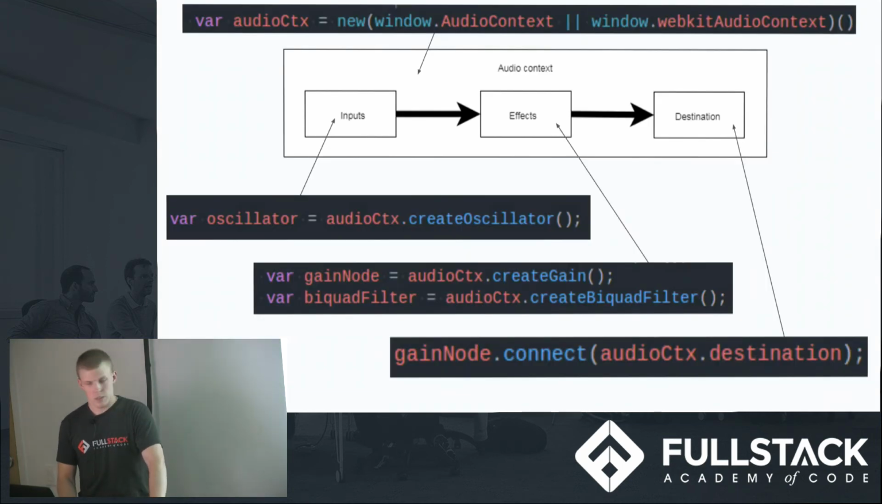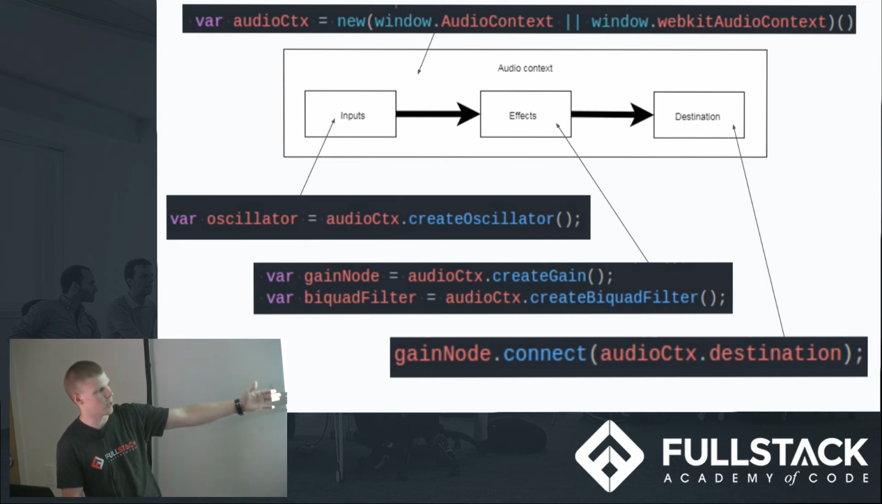In order to make it work, we need to connect everything in a specific order. First, we need to create an audio context. Inside that context, we need to have our inputs, effects, and destinations. In my case, the input is a simple oscillator, the effects are a gain node and a biquad filter, and the destination is provided by the audio context.